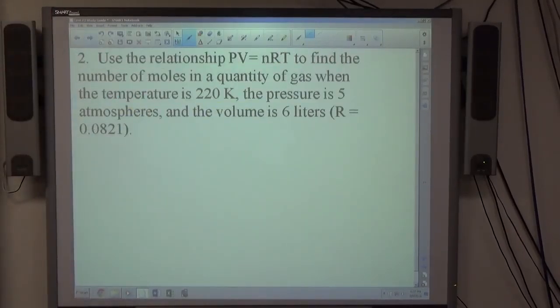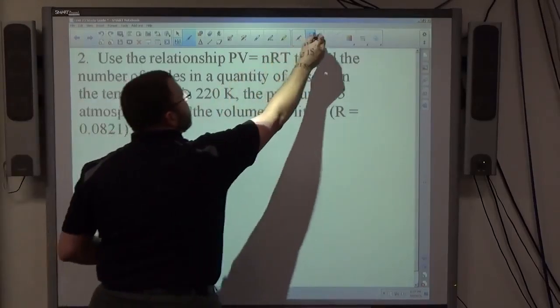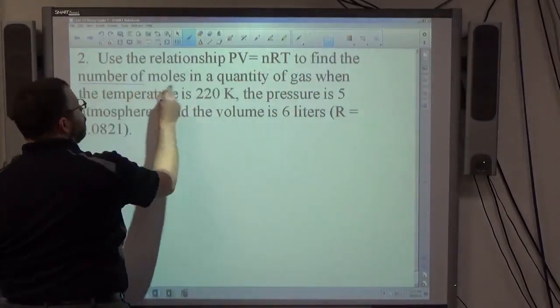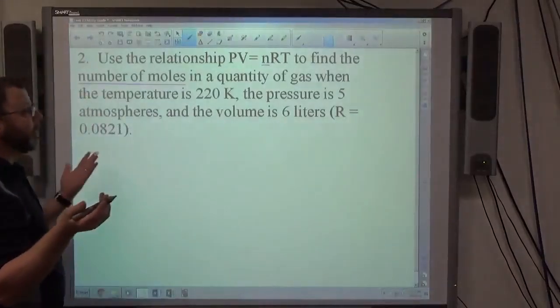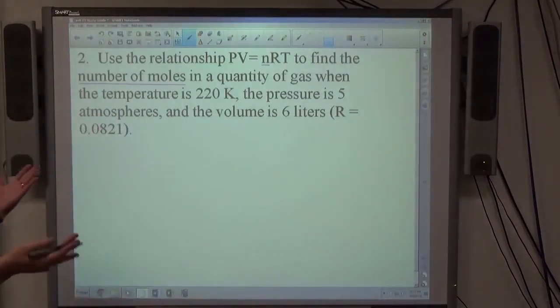Number 2, use the relationship PV equals nRT to find the number of moles. Looking at this equation, the number of moles is n. So what we don't know is the number of moles, n. Everything else we should know.